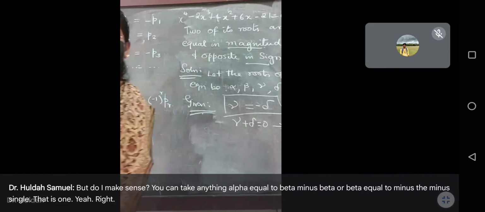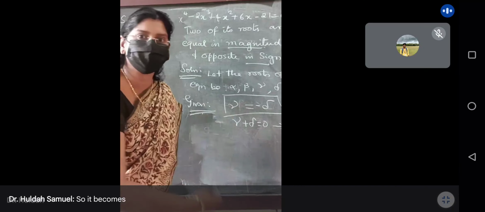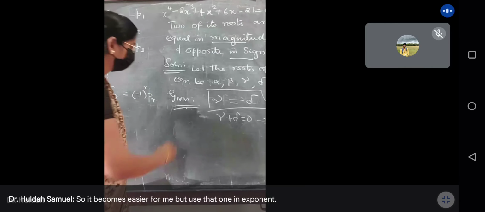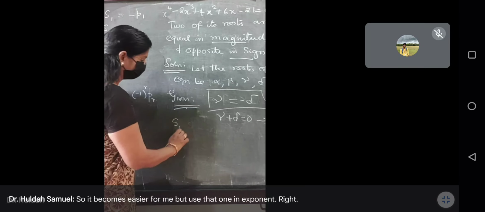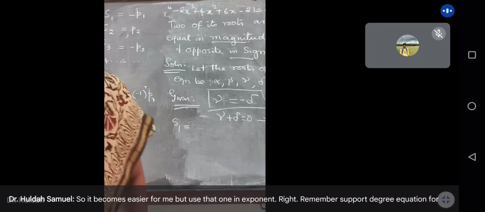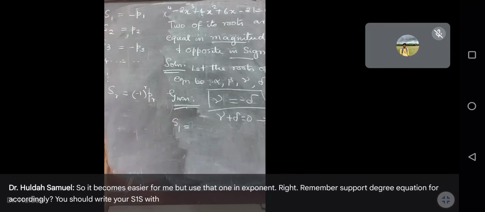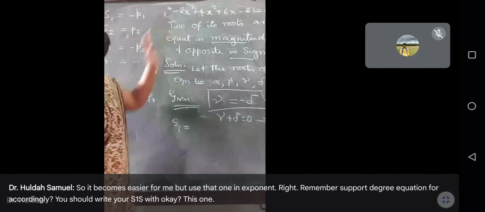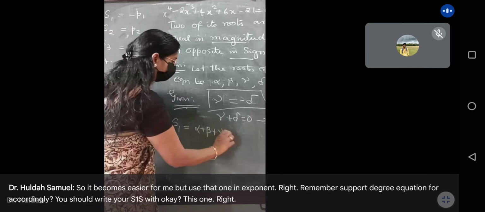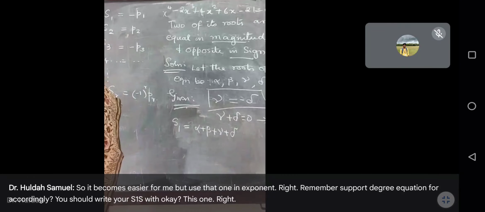From here, can I write my gamma as minus delta? Am I right? So it becomes easier for me when I use that in S1 and S2, right? So that is like S1. What is S1? Remember, it's a fourth degree equation, so accordingly you should write your S1, S2, okay? S1, so I write alpha plus beta plus gamma plus delta. All right? Then S2.